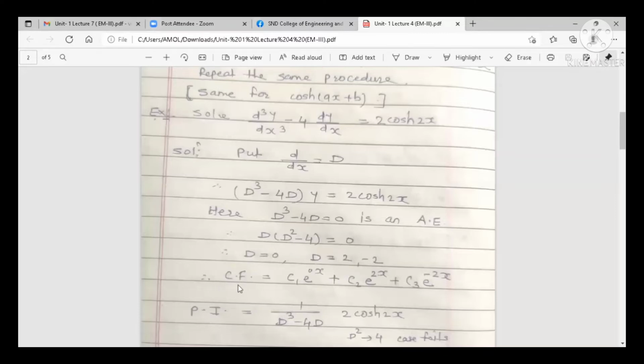So your complementary function in this case is c1 e^(0x) plus c2 e^(2x) plus c3 e^(-2x).